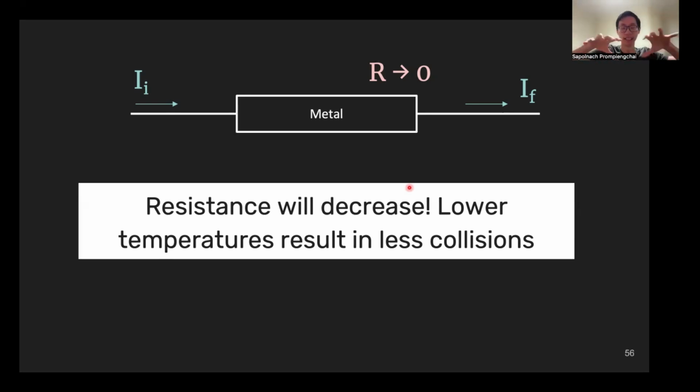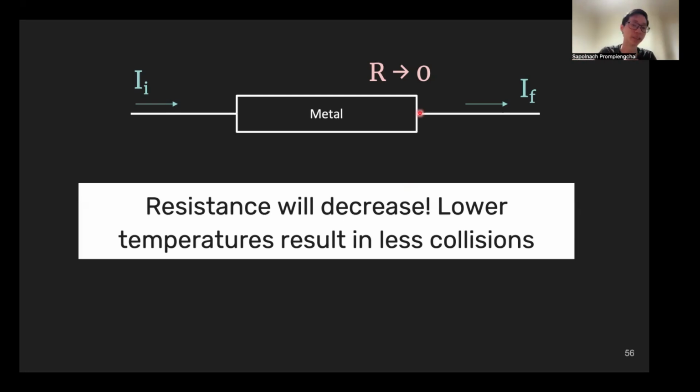However, let's say in that very same crowded room, none of the people has energy. That means the temperature is decreasing. Because everyone is staying still, if I'm an electron wishing to pass through that crowded room, it's going to be really easy because everyone is not moving.